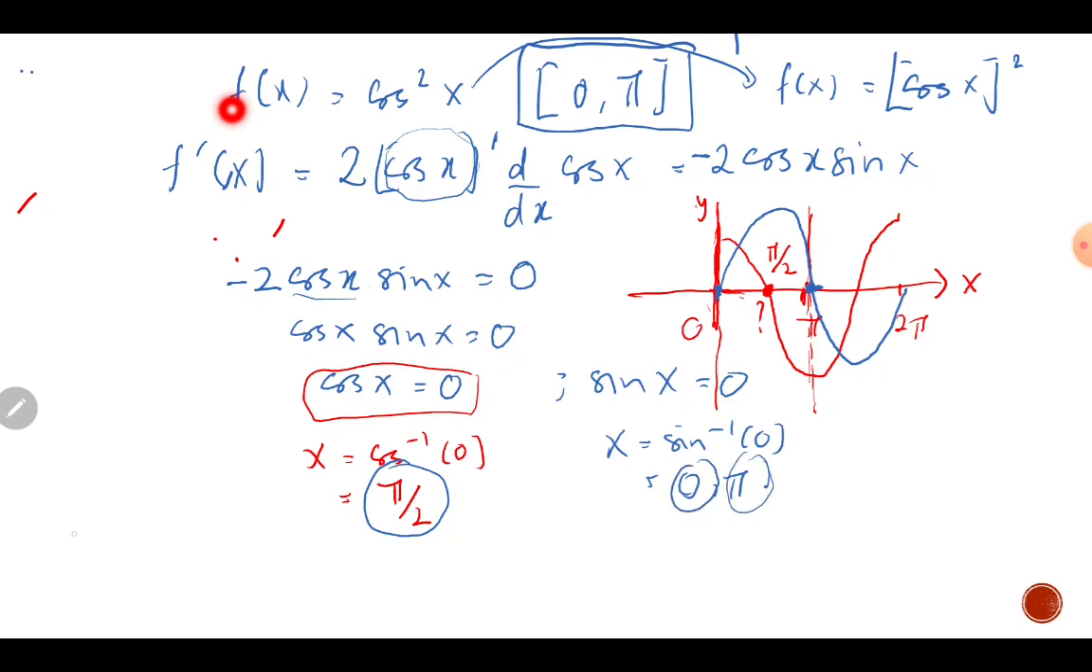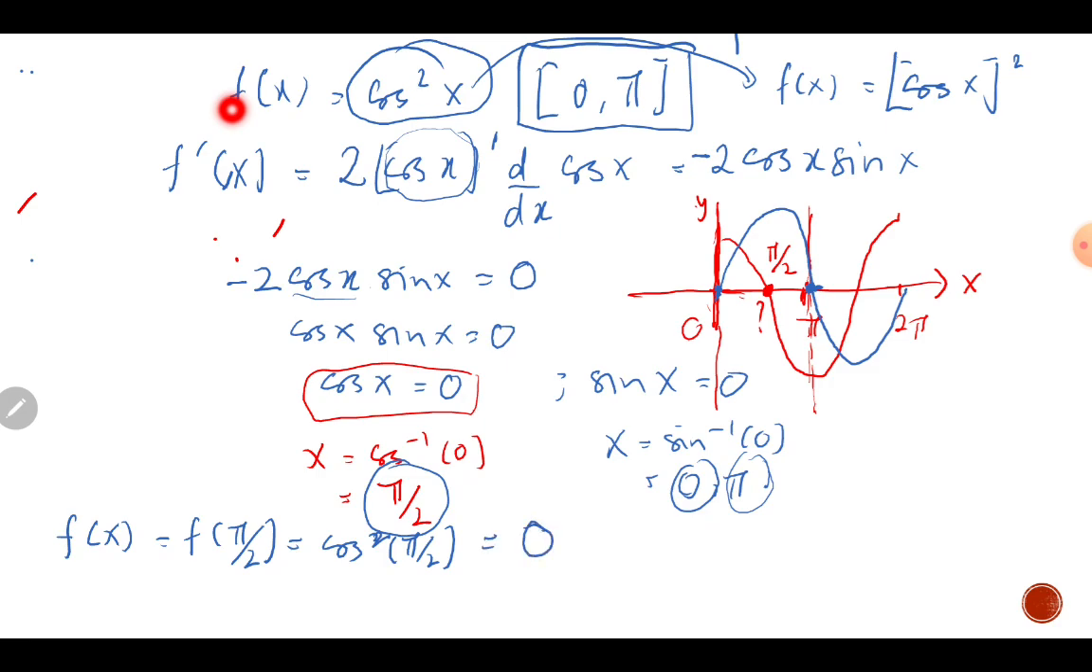So you gantilah into f(x), sama dengan f(pi over 2). So masukkan ke dalam function ni. So we have cos square pi over 2. Cos pi over 2 sah-sahlah kosong. Tekan calculator pun you get kosong. Okay, and then we have f(0). F(0) masukkan ke dalam ni, ke dalam cos square 0. You get sama dengan 1. Okay, boleh tekan calculator lah.